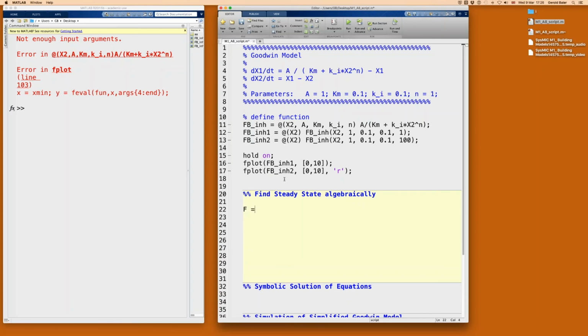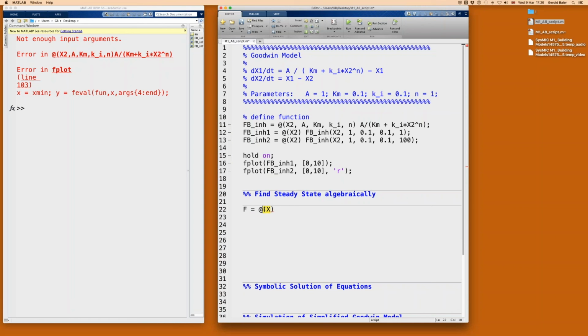Okay, so let's set up our system. We're going to have a new anonymous function. So we're going to do this algebraically first. We'll do it symbolically in a second. So a new system.